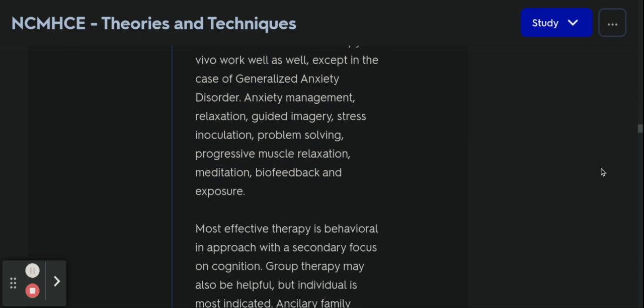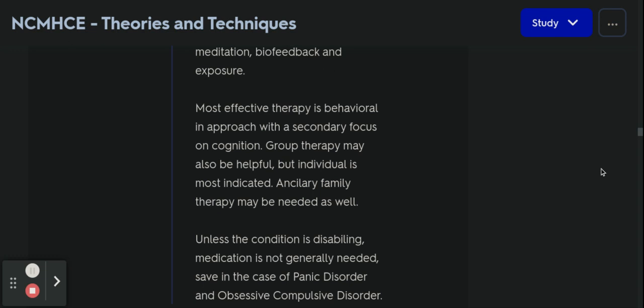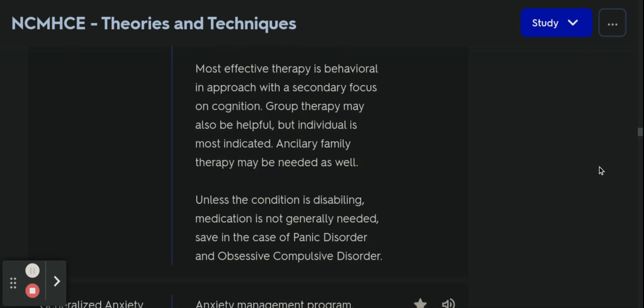meditation, biofeedback, and exposure. Most effective therapy is behavioral, with a secondary focus on cognition. Group therapy may also be helpful, but individual is most indicated. Ancillary family therapy may be needed as well. Unless the condition is disabling, medication is not generally needed, save in the case of panic disorder and obsessive compulsive disorder.